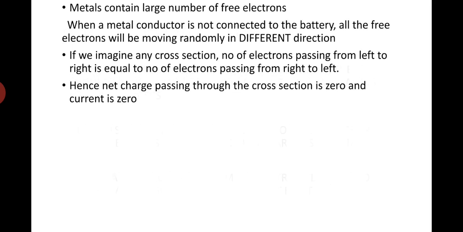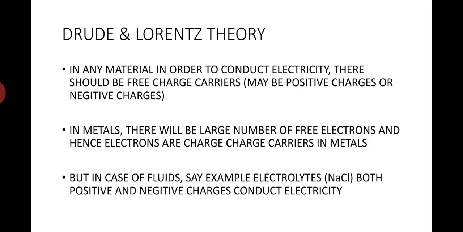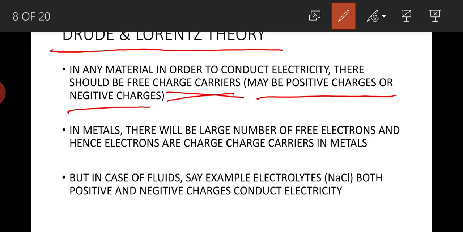Now, in order to explain how metals conduct electricity, there is one famous theory called Drude and Lorentz theory. Drude and Lorentz, named scientists, proposed together a theory called Drude and Lorentz theory in order to explain how metals conduct electricity. According to Drude and Lorentz theory, in any material, in order to conduct electricity, there should be free charge carriers. These free charge carriers may be positive charges or negative charges.